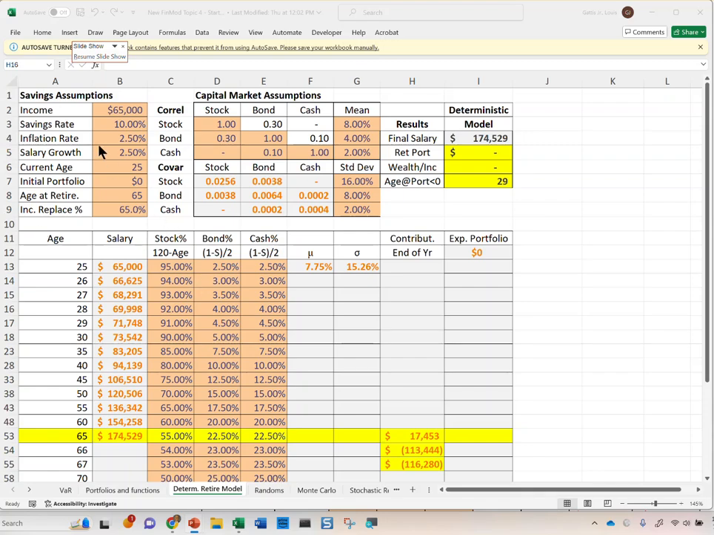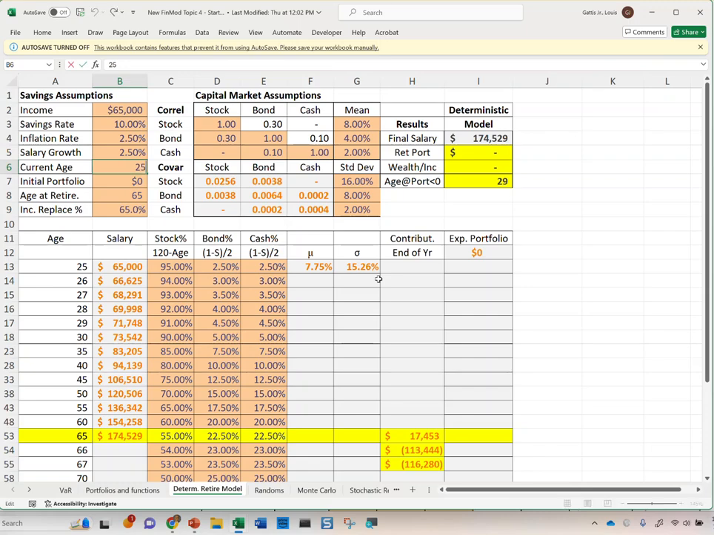So in the spreadsheet, the assumptions are listed here. The current income of the client is $65,000. They're saving 10% of their income. Inflation's 2.5%. Their salary will grow at 2.5% per year.